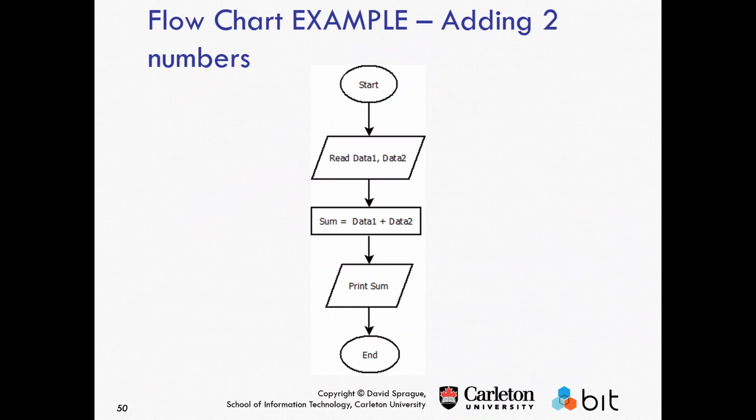So, how do I add two numbers together? I have my starting condition. I'm going to read data. Notice this is our parallelogram symbol here. I'm going to read data 1, read data 2. You're going to store values in data 1 and data 2. I'm going to add data 1 and data 2 to some variable called sum. I'm going to print the sum, so that's input, input, output, and then I'm done.